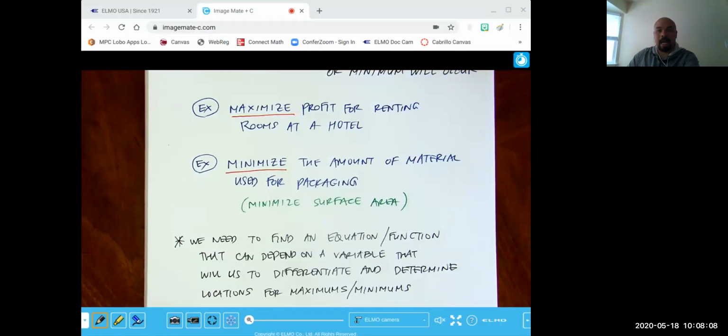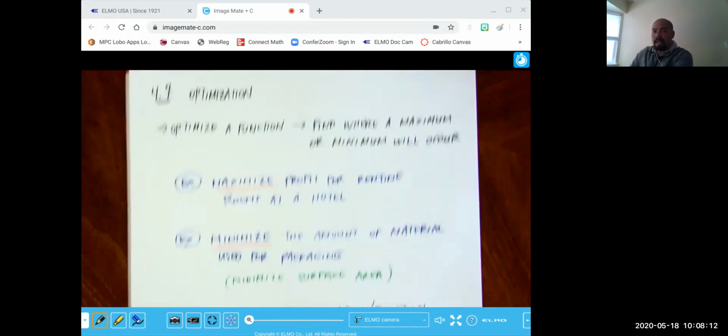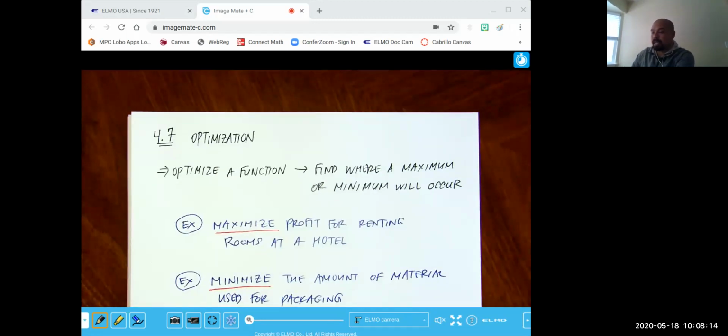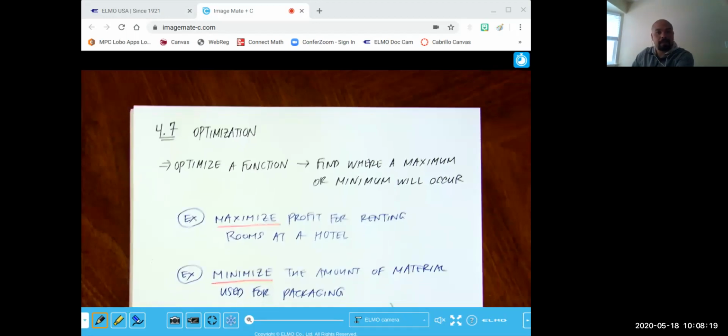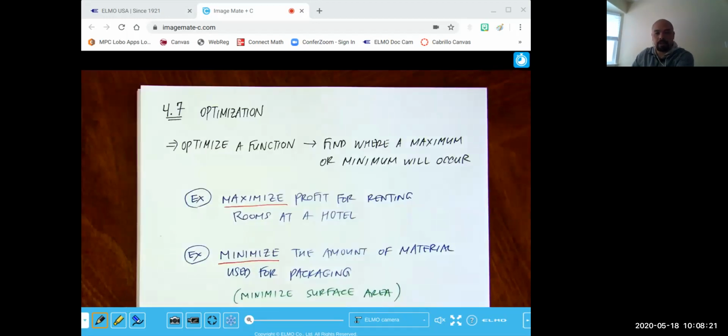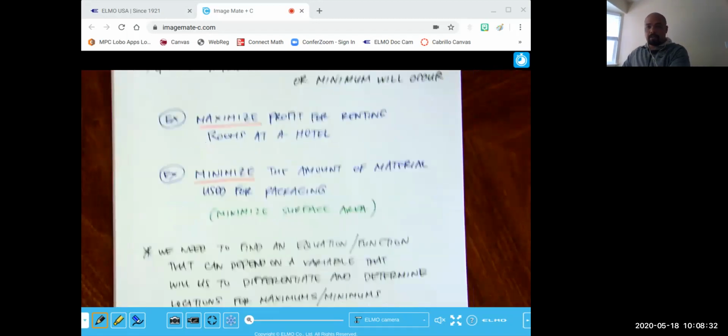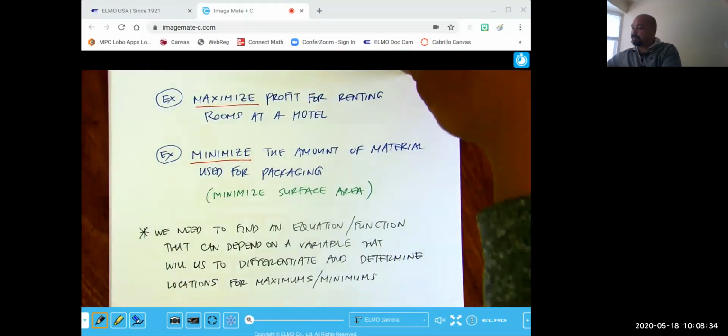All right, but in this optimization, we're trying to find where these max and mins occur. So definitely it's going to be a lot of work in section 4.1 and 4.3, looking for those absolute maximum and minimums on a closed interval, looking for where those max and mins occur based on where our derivative is increasing, decreasing, so on. All right, so with that said, let's jump into an example.